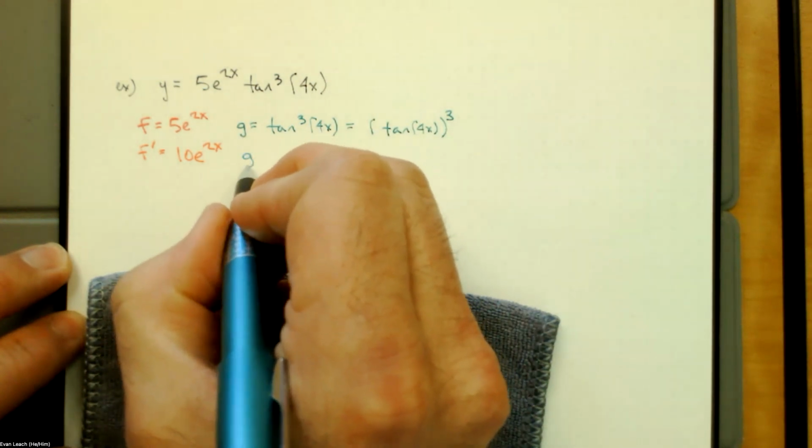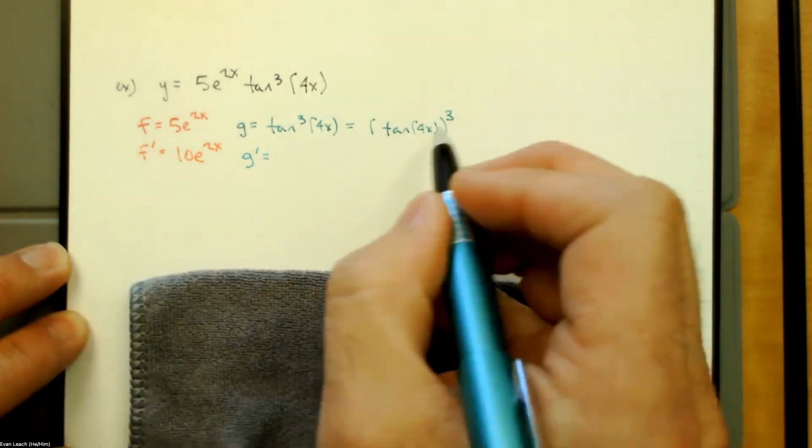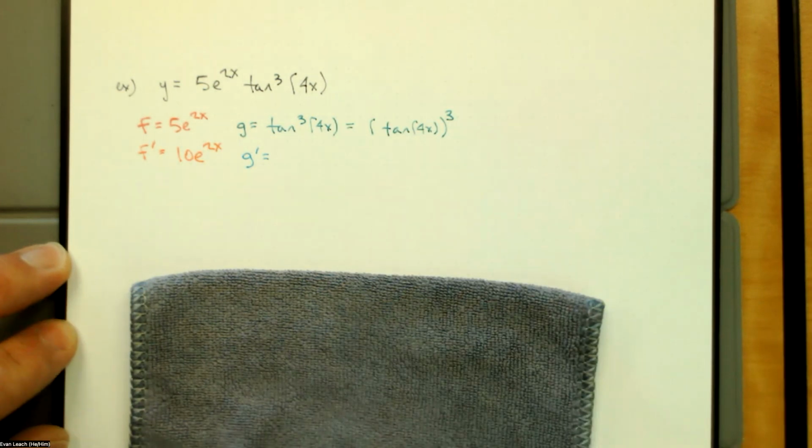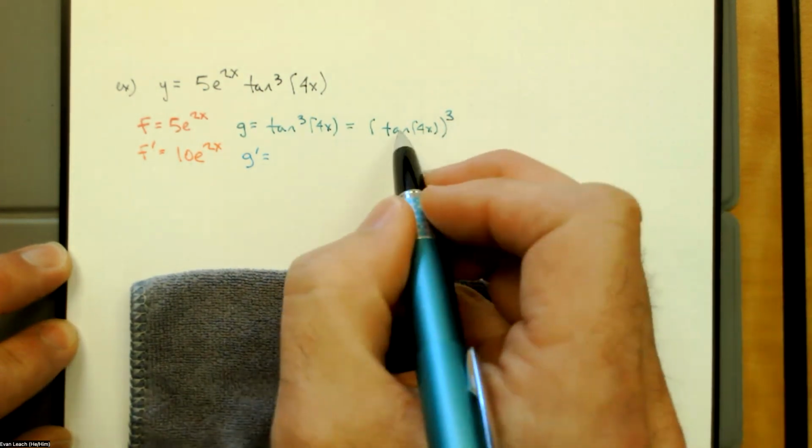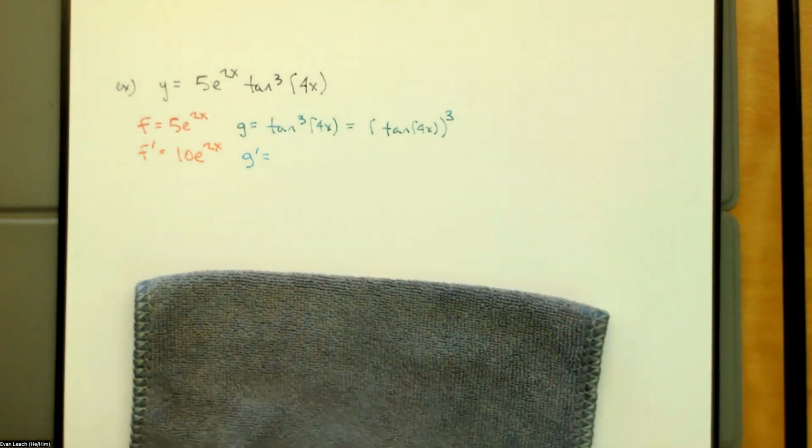G prime. This one is going to get messy because I've got a couple of chain rules going on. I've got the cube of the tangent of 4x. See how many times I said of? Cube of tangent of 4x. And there's going to be a couple chain rules show up.